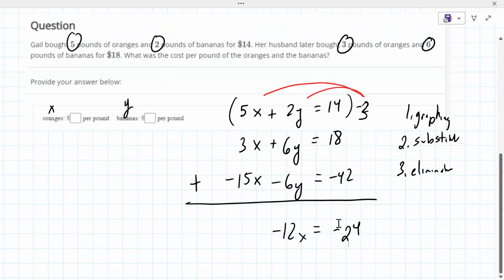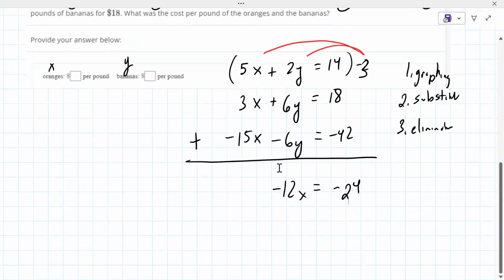How do we solve this for x? Divide each side by -12. Yeah, so x is 2. That's the oranges. So you have no idea if that's expensive or not. Oranges aren't really in season right now.